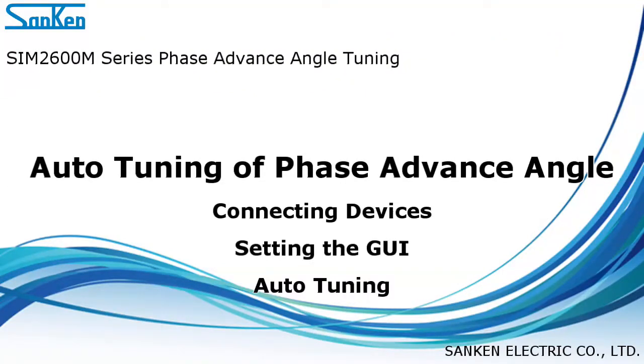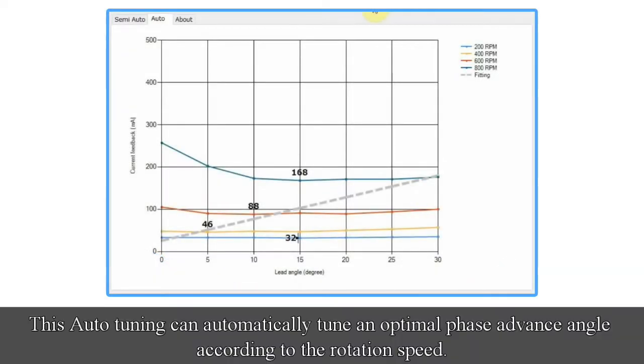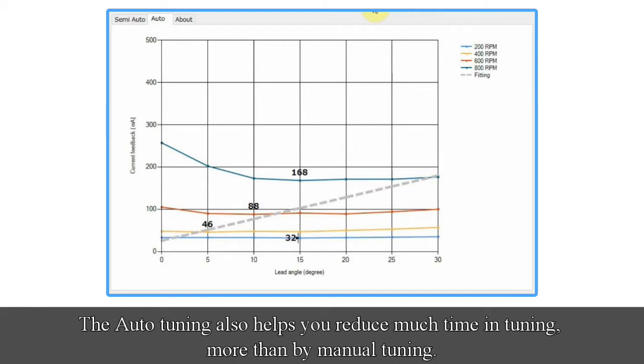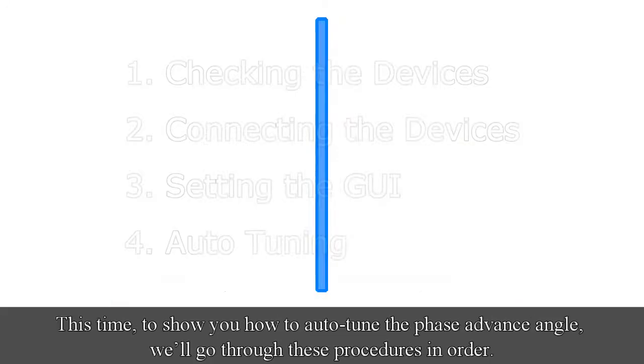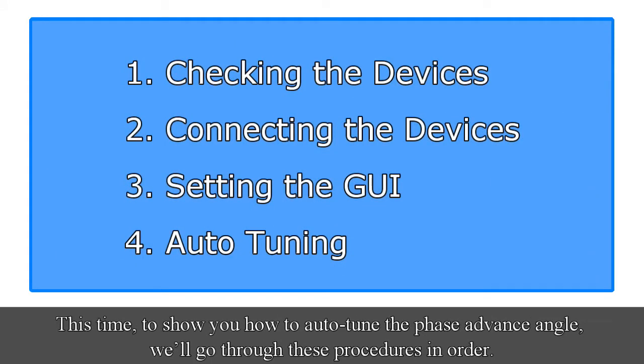In this video, we will show you how to auto-tune a phase advance angle. This auto-tuning can automatically tune an optimal phase advance angle according to the rotation speed. The auto-tuning also helps you reduce much time in tuning, more than by manual tuning. This time, to show you how to auto-tune the phase advance angle, we'll go through these procedures in order.